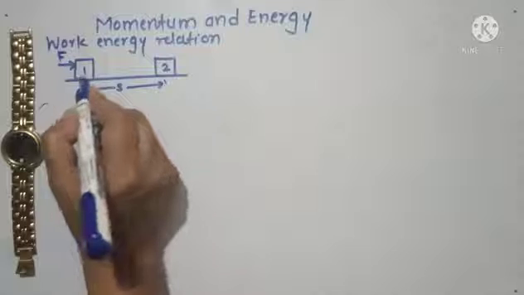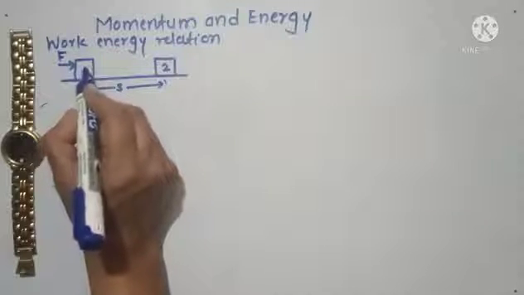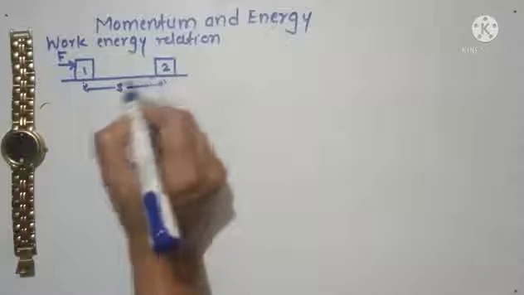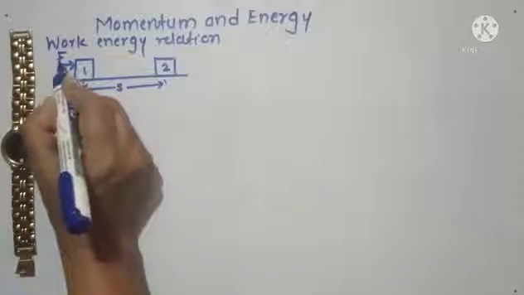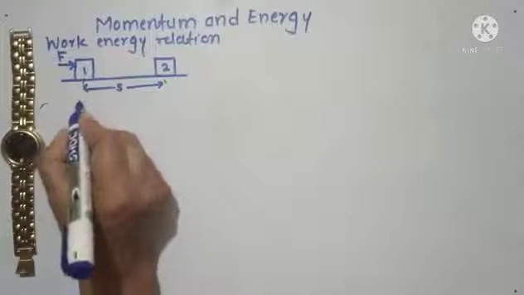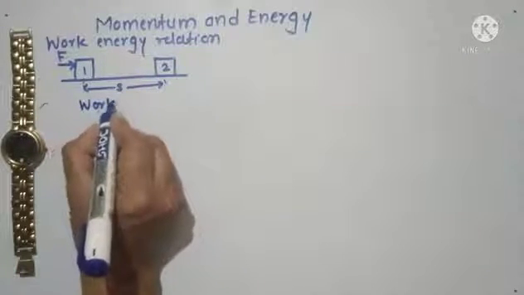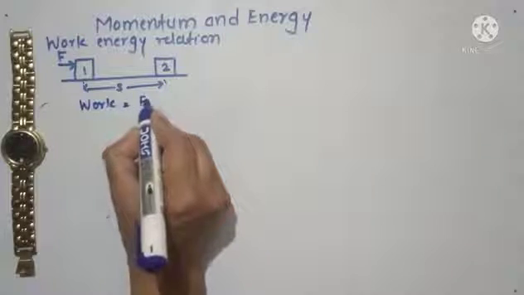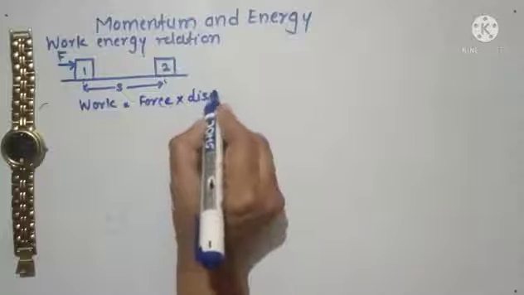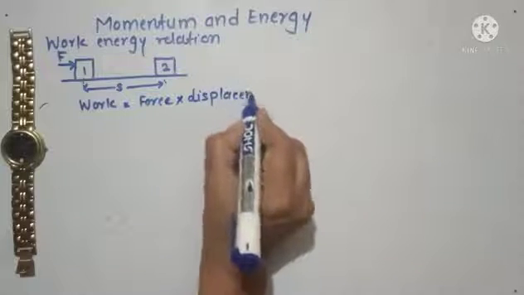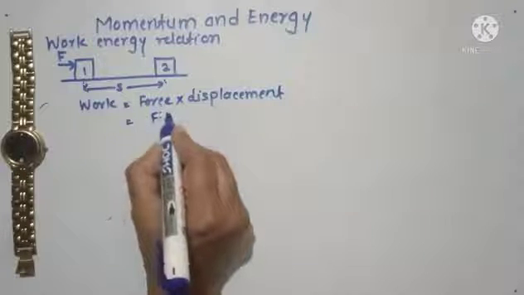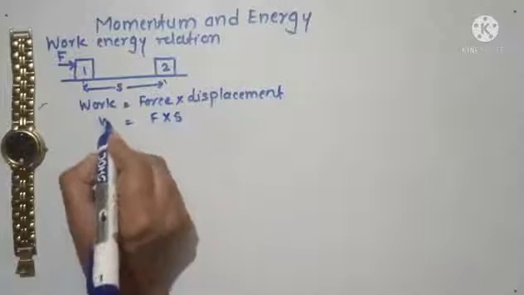Whenever there is a displacement of any particle or any body from one position to another position on application of an external applied force, then work is done. So the work is defined by force into displacement, and therefore it can be given by F into S.